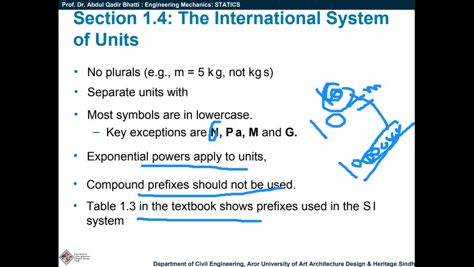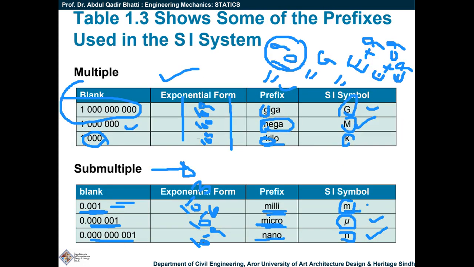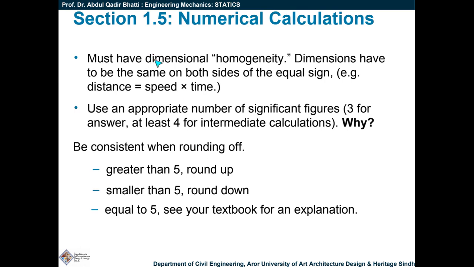Okay, what does it mean? Must have dimensional homogeneity, okay. What does it mean?